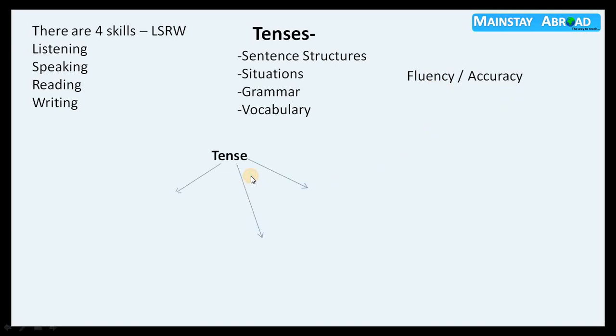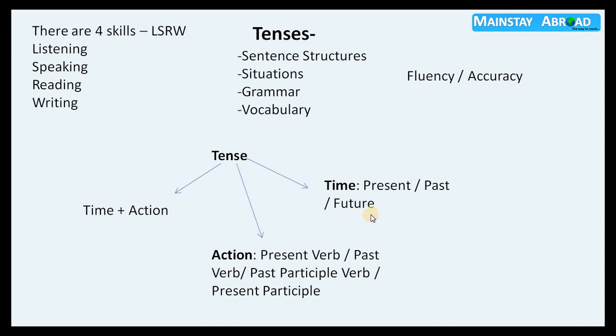Here I would like to tell you a few things about the tenses. Okay, the first part: to understand tense we need to understand time plus action. Nothing, just time plus action. So what are the times? We have present, past and future time, universally acceptable. And action means present verb, past participle verb and present participle verb. No doubt this is grammatical terminology, but things should be very clear for you here.